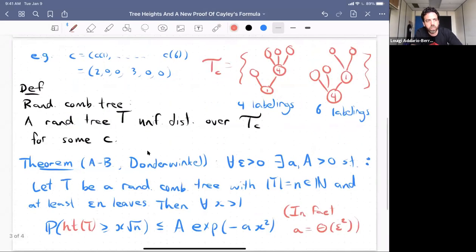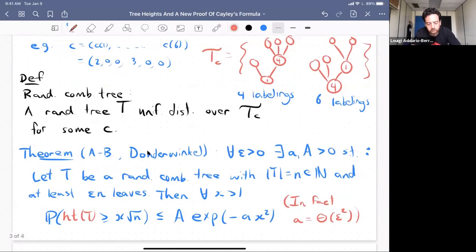I see another question in the chat. So the fact that there's a proportion epsilon of leaves is a property of C. Yes, that's right. So here, two-thirds of the vertices are leaves. So the condition is indeed on the number of zeros in the child sequence. Okay.